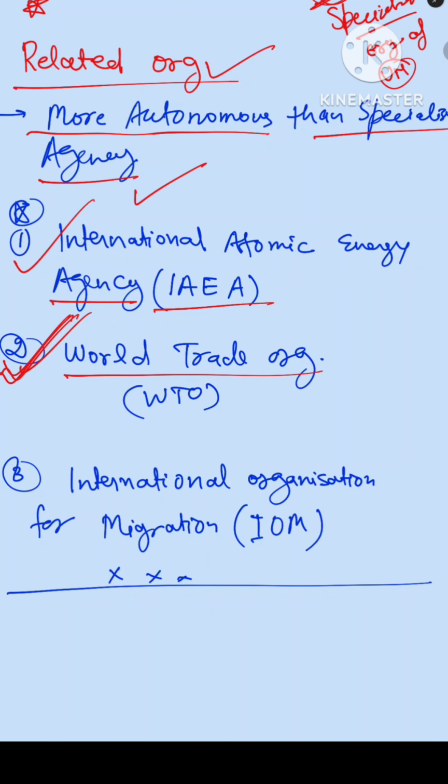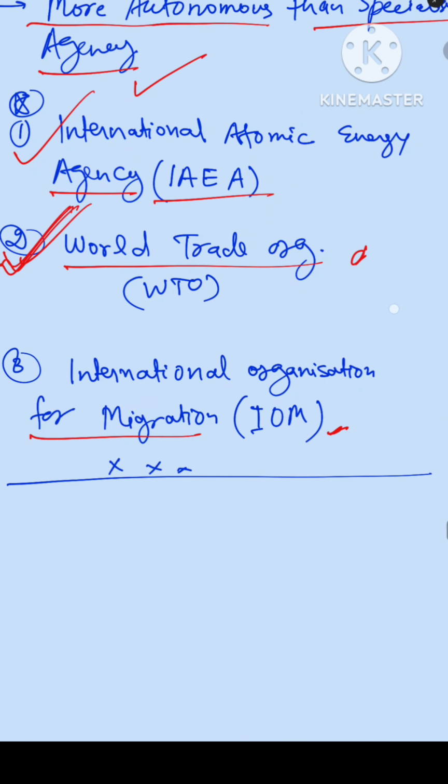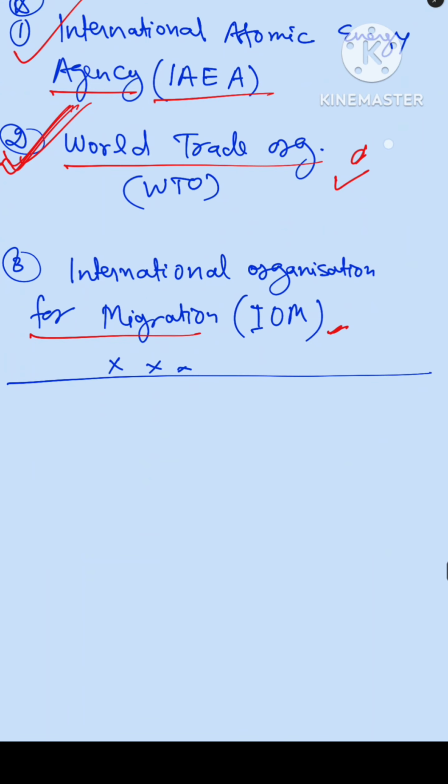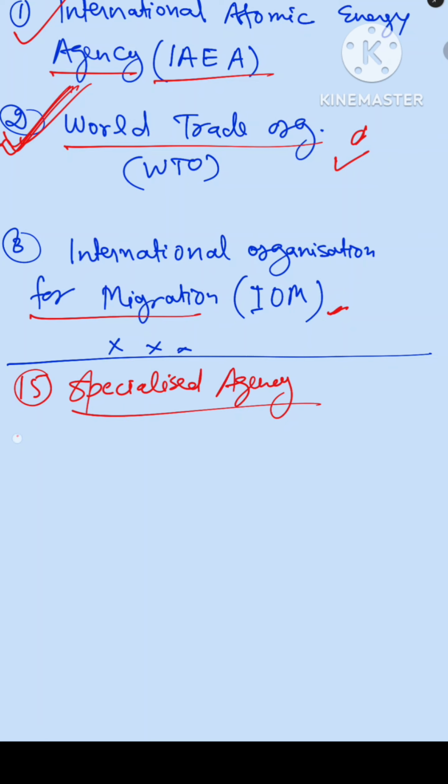World Trade Organization. And another very important organization, the International Organization for Migration. It hardly comes in news, only a few times, but this organization is very important. And sometimes in specialized agency questions, they also put this name, and they ask whether it is a specialized agency or not. So let's remember once again the 15 specialized agencies, which in the last video I already explained.